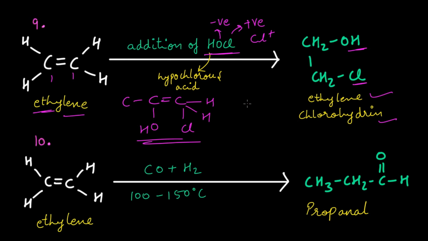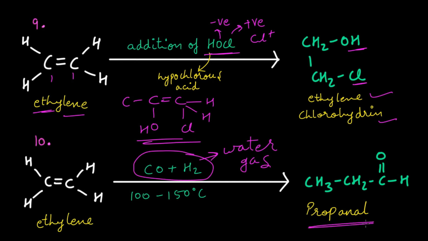Look at the 10th reaction. Now in this reaction, ethylene is treated with carbon monoxide plus H2. This combination is known by the name water gas. So when ethylene is treated with water gas, you are going to get an aldehyde, that is propanal, right? Let's move to the next.